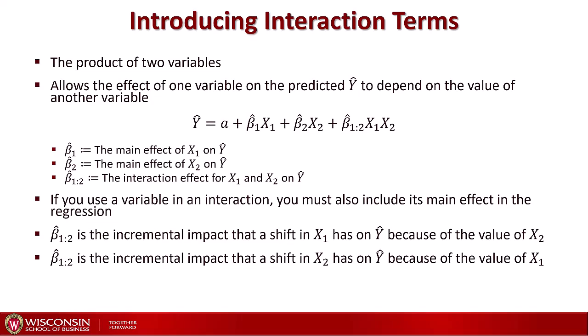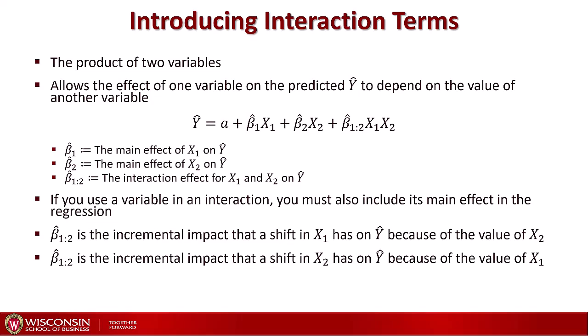What does that mean? Well, we can interpret it in two ways. Beta hat 1,2 could be the incremental impact that a shift in x1 has on y hat because of the value of x2. So in that case, x1 changes, but x2 stays fixed, and we know what it is. Or by symmetry, you could say that beta hat 1,2 is the incremental impact that a shift in x2 has on our predicted y because of the value of x1. So in that case, x2 shifts, there is a difference in x2, but x1 is fixed.